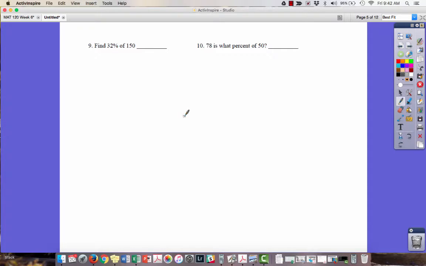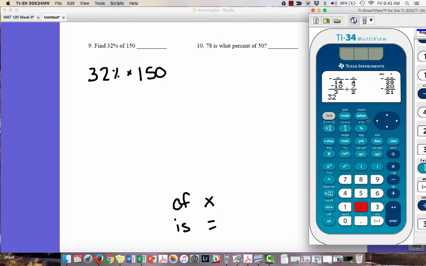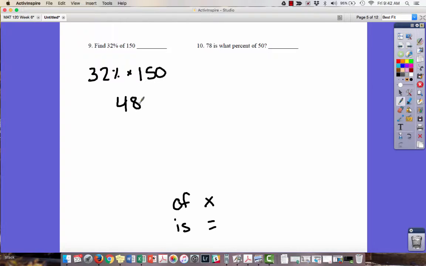Okay, these get a little trickier. Keyword of equals times, is equal. So those are kind of some words that you have to kind of know. So 32% of 150, I would write down 32% of, which is times 150. Then I would just pull up my calculator and actually type in 32% times 150. And I get 48. So the answer for that one's 48.